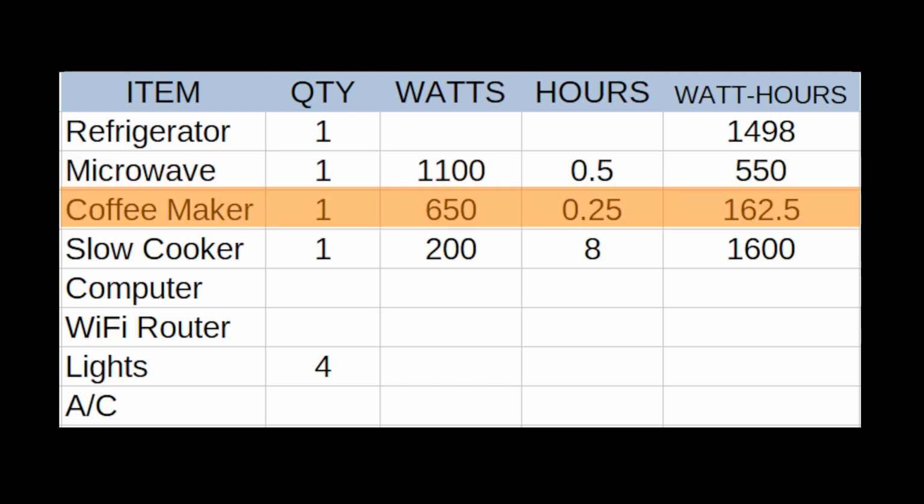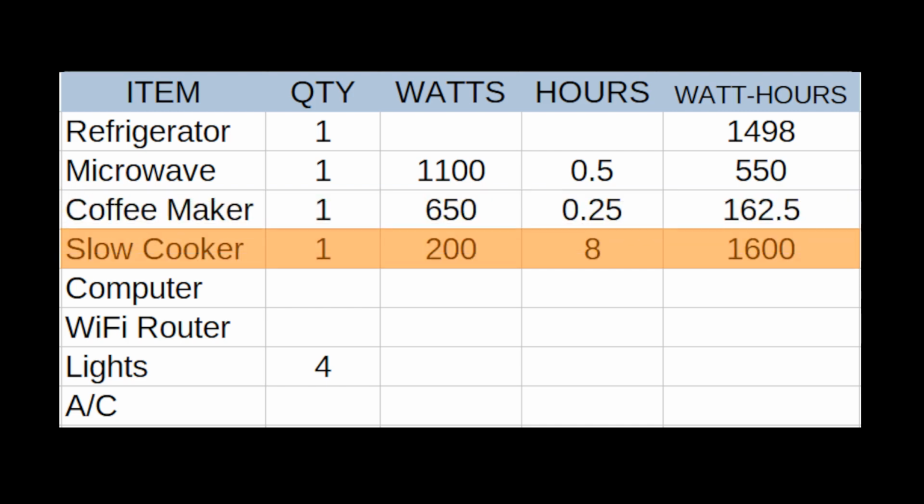Similar with the coffee maker. I looked it up on Amazon, which usually tells you what its wattage is. It says 650 watts. It takes about 15 minutes to brew a pot of coffee. So that's 650 times 0.25, 162.5 watt hours.